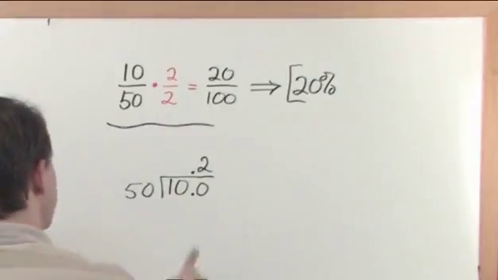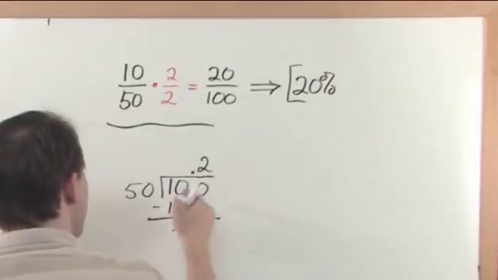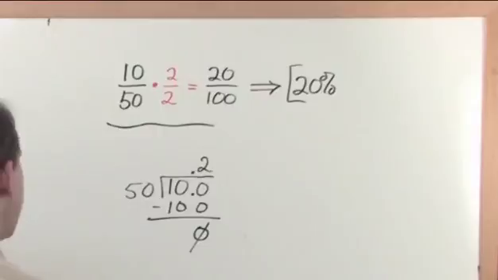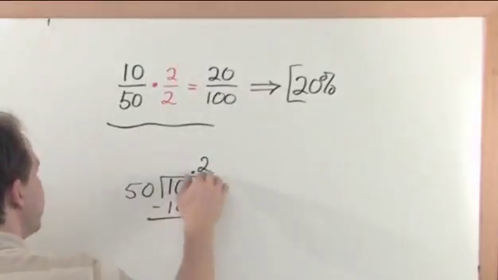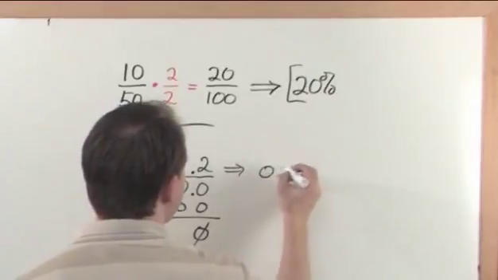Okay? So let's do this. 2 times 50 gives me 100. 100 minus 100 gives me 0. I'm done. There's nothing more to do. Okay? I have divided into 100. I've got 0.2, which is 0.2. So the answer I got was 0.2.